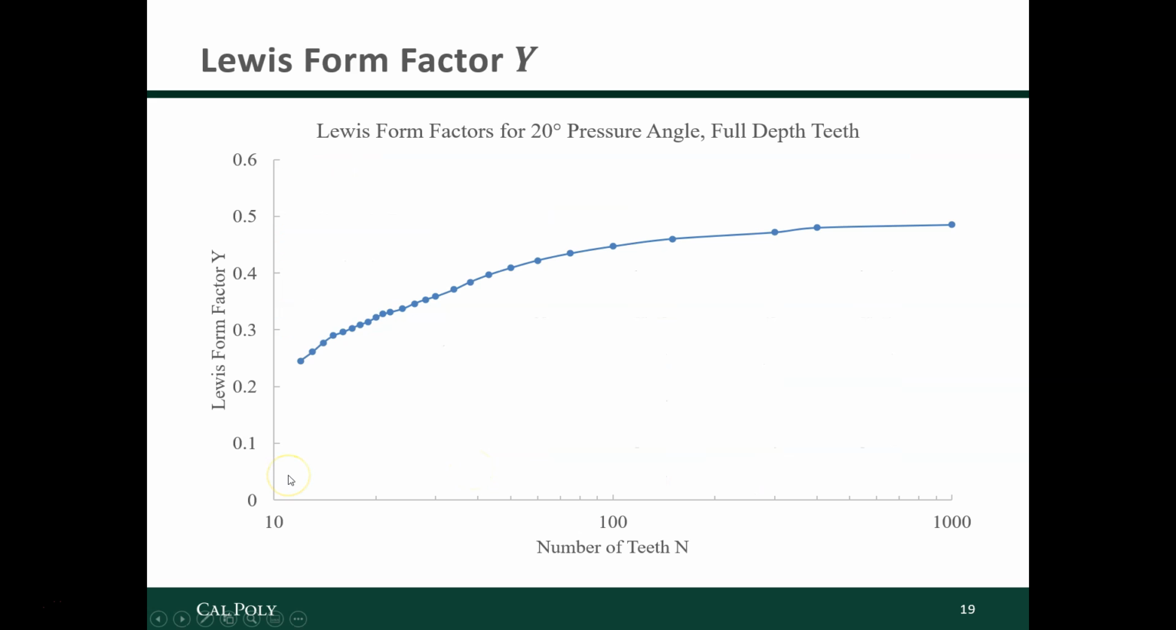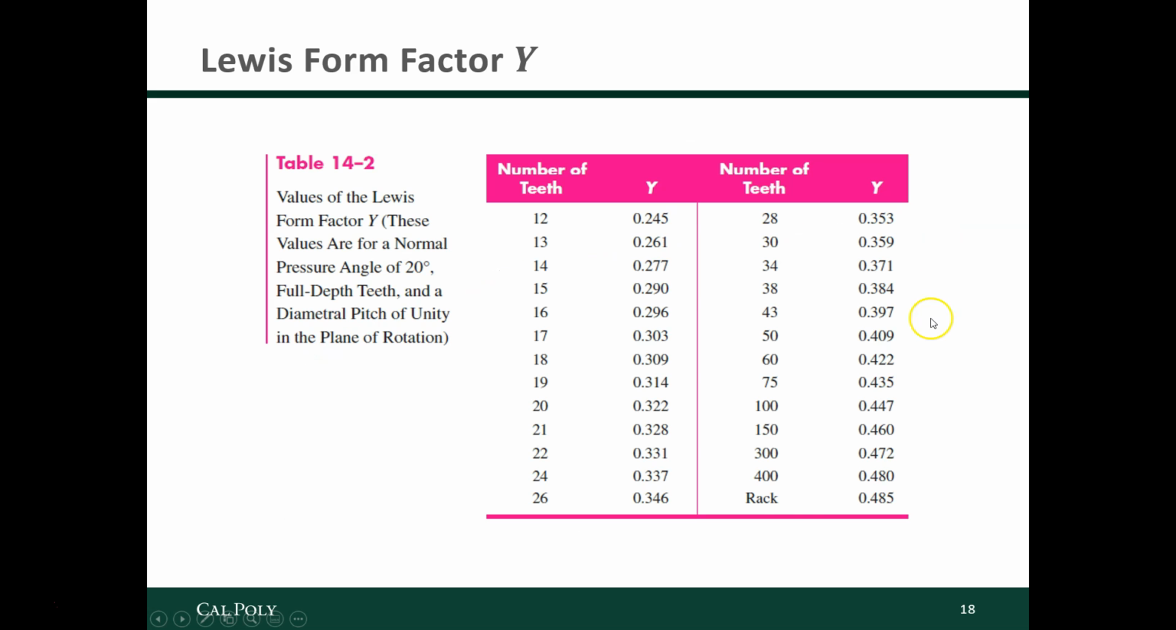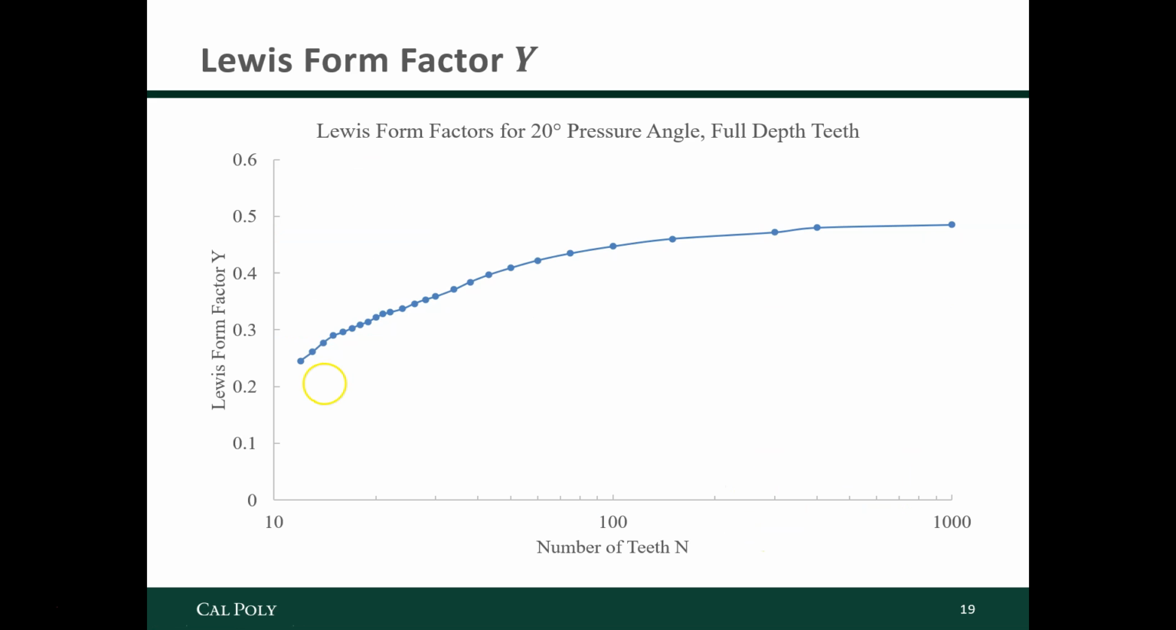I was interested, so I went ahead and plotted. I just wanted to get some intuition for how the Lewis form factor affects things. As the number of teeth increases, this is on a log scale, so here's 10 teeth, here's 100 teeth, here's 1,000 teeth in your gear, 1,000 I think being the proxy for infinite number of teeth, a rack basically. And here's the Lewis form factor, the values that are in the table, each of these points is a plot from the table on the previous slide. This shows as the number of teeth increases, the Lewis form factor increases moderately and kind of asymptotically approaches some value of around 0.5.